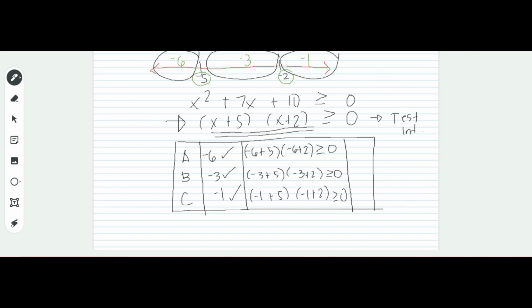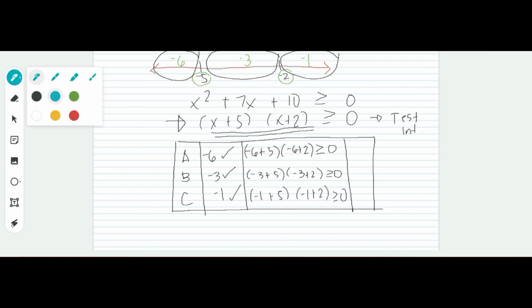Actually, you do not need the exact answer. You just need to know whether it's greater than or equal to 0. How would you know? Siyempre, pag greater than 0, the positive. Pag less than 0, the negative. So, that's just what you need to know. Okay? So, you don't need to know the exact answer. We don't actually need the exact answer.